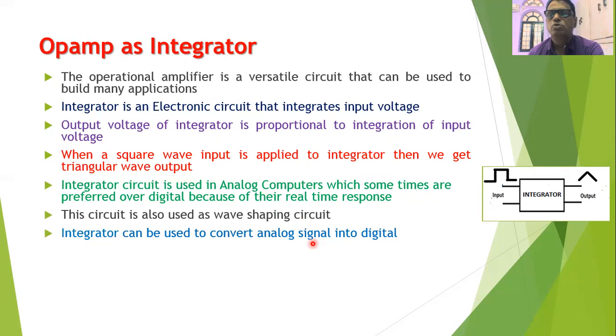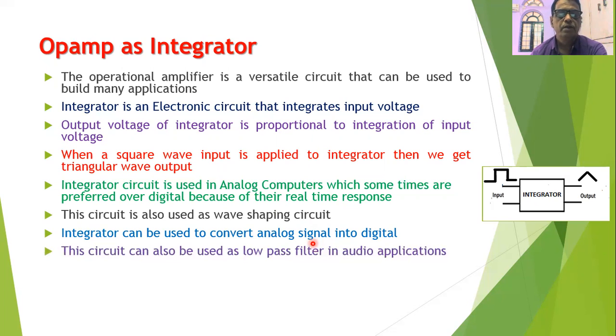Integrator can also be used to convert the analog signal into digital form. So A to D converter can be built by using integrator circuit. This circuit can also be used as a low pass filter in audio applications. So this circuit has a wide range of applications. Say for example, in audio processing or in audio applications, this circuit is used as a low pass filter circuit.